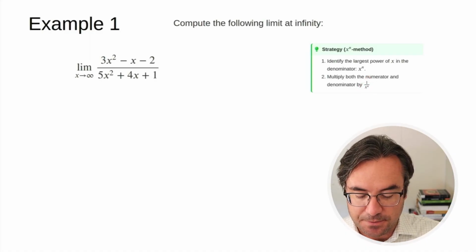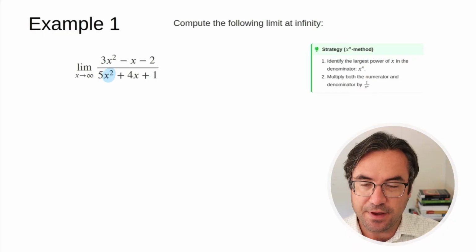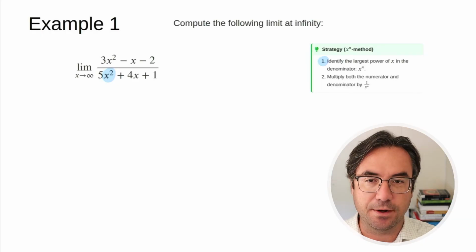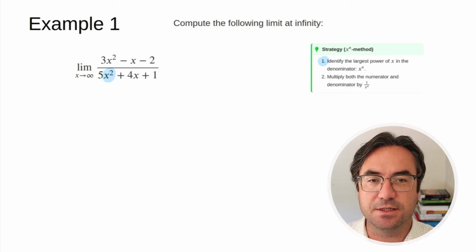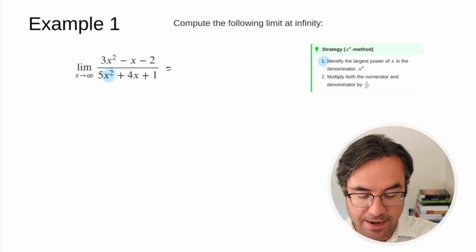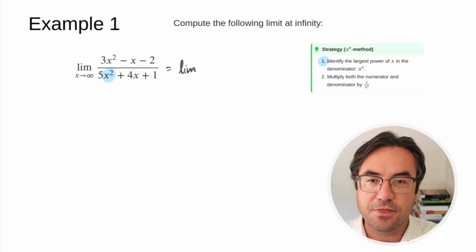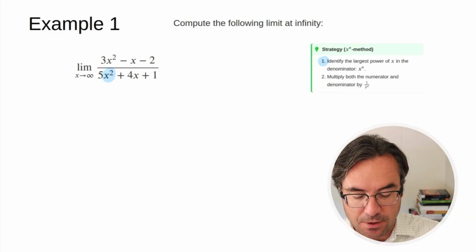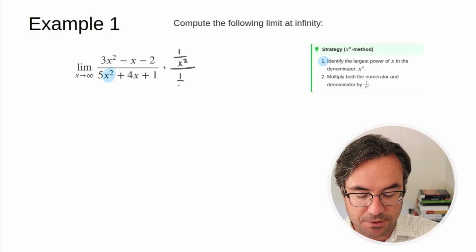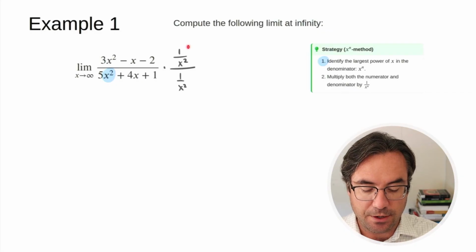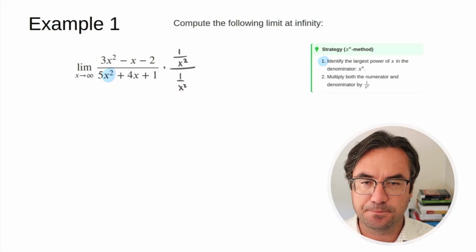So in our case, the largest power of x is this x squared in the denominator. That's step one: pick out the largest power of x in the denominator. And once we've done that, we're going to multiply the numerator by 1 over x squared, and we're going to multiply the denominator by 1 over x squared. So all we're doing here is multiplying by a fancy 1.